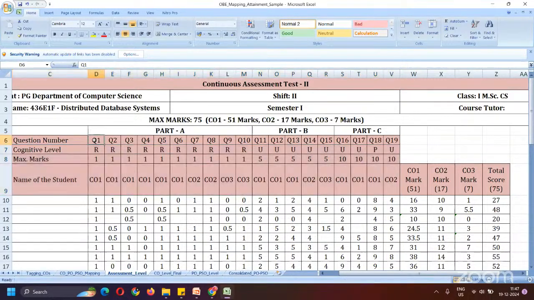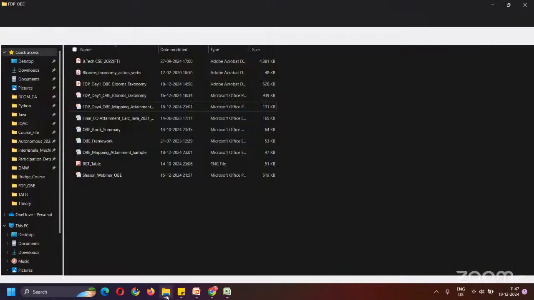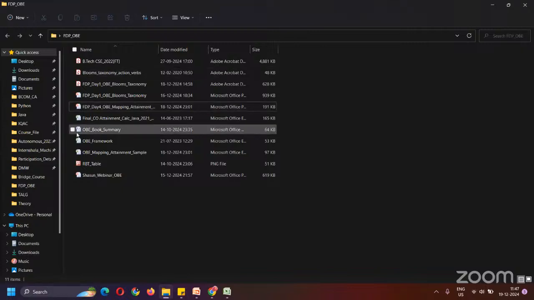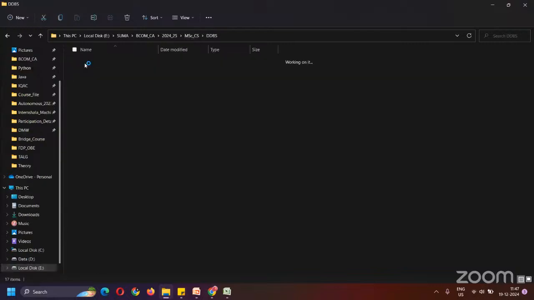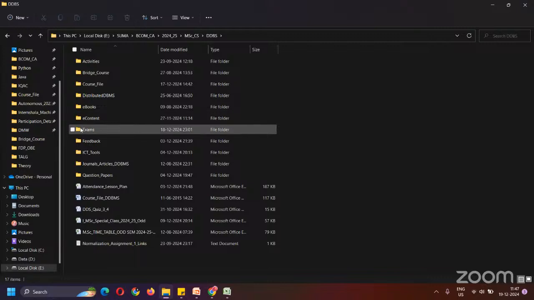So when it comes to attainment, the attainment of your CO starts with your question paper. Probably you'll be following this. I'll be showing some examples of question papers so that you can understand how a question paper will look if you're going for the attainment.